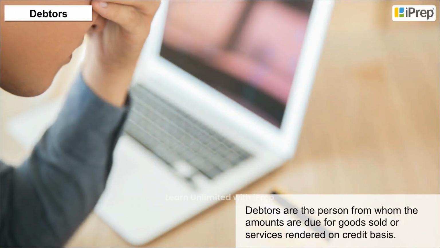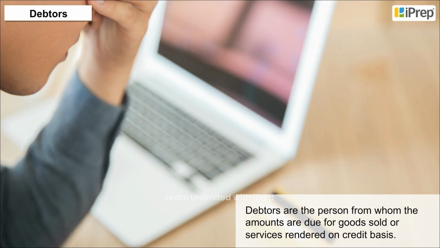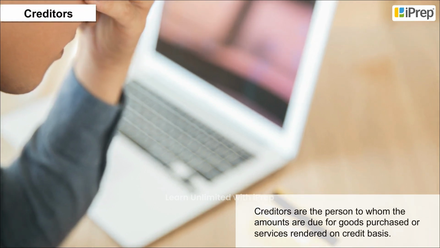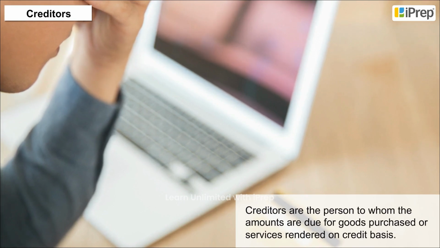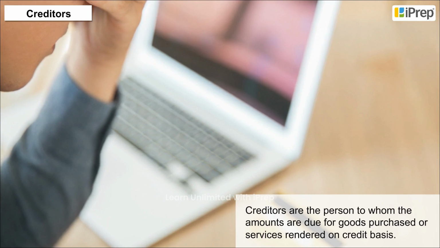Debtors. Debtors are the persons from whom the amounts are due for goods sold or services rendered on a credit basis. Creditors. Creditors are the persons to whom the amounts are due for goods purchased or services rendered on a credit basis.